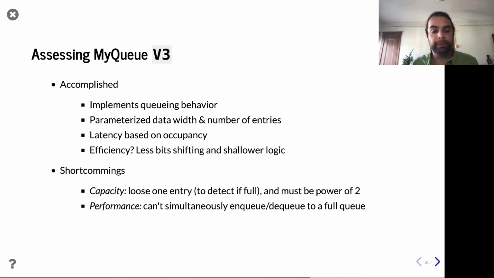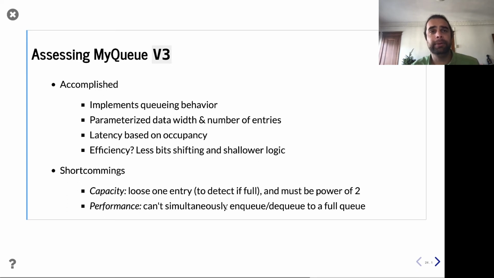Where do we lose ground? Well, a few places. For capacity, we lose one entry to detect this empty versus full scenario, and our capacity must be a power of 2, due to the 2 constraints. Additionally, performance-wise, we lost our simultaneous NQ DQ. We would love to get that back. We lost that in V2, and we still haven't got it back yet. We want to get that back. Okay, so let's see what we can do.